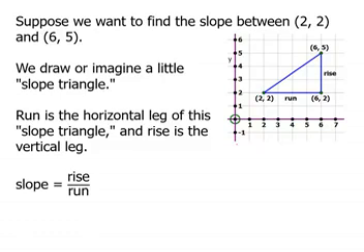So again, the run is the horizontal leg, the rise is the vertical leg, slope is rise over run. Well, what is the rise? Well, we go from the line y equals 2 at the bottom up to y equals 5. And so the vertical distance along that vertical leg is 3. 5 minus 2, which is 3. The rise is 3. The run, we're going from x equals 2 to x equals 6. And so the distance along that horizontal line, 6 minus 2, is 4. So the rise is 3, the run is 4, and the slope is 3/4.